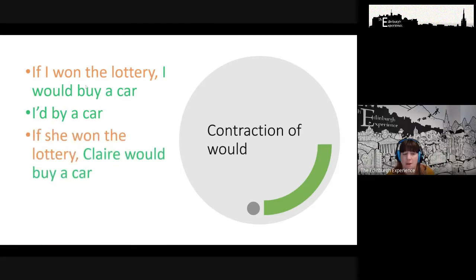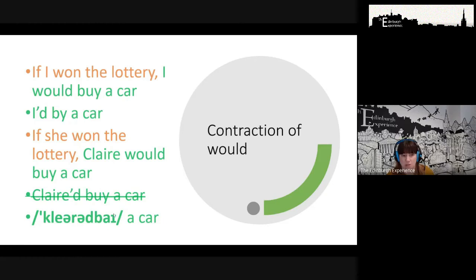Now, remember, we talked about our contractions. We said in written English, you only contract on a pronoun. You would never do that in written English because it looks horrible. But in spoken English, we're always making that contraction, right? Because these are not content words. So it would sound like this. If she won the lottery, Claire would buy a car. Okay, so we need to keep that in mind when we're making our second conditionals.